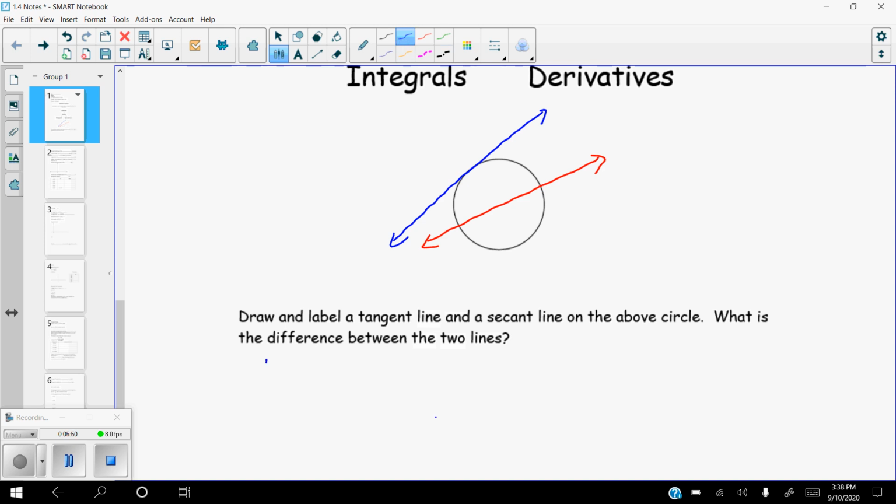So we'll say the tangent line hits the curve, in this case our curve was a circle, at only one point.